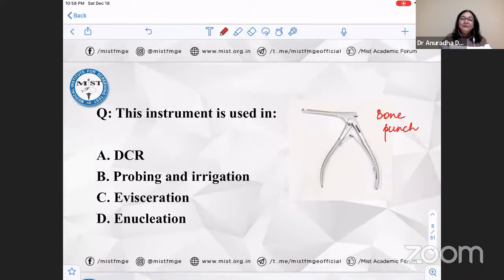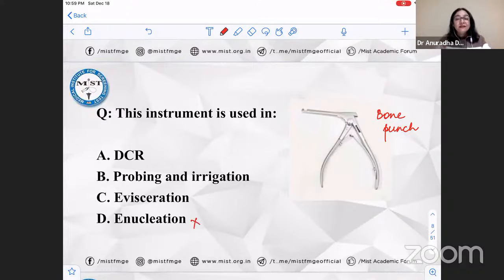So let's go from below. Enucleation. The enucleation surgery, as friends you know, is removal of the whole eyeball along with a small stump of the optic nerve. Okay? So that is your enucleation. Now in enucleation, bone punch has no role. So this is ruled out.